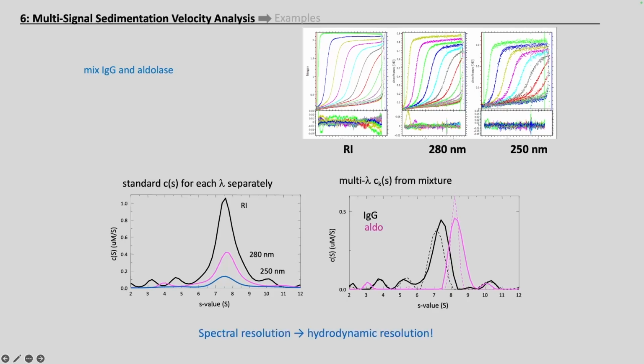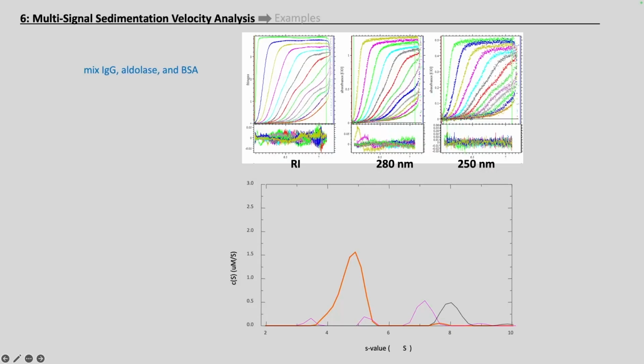So it turns out that our ability to spectrally distinguish these two proteins has compensated for the lack of hydrodynamic resolution. You might say we collected three signals, and so we should be able to distinguish three spectrally different proteins. And thinking along this line, we threw BSA into the mix.